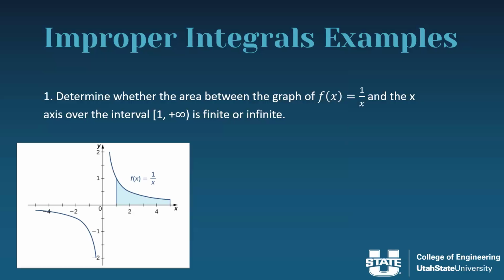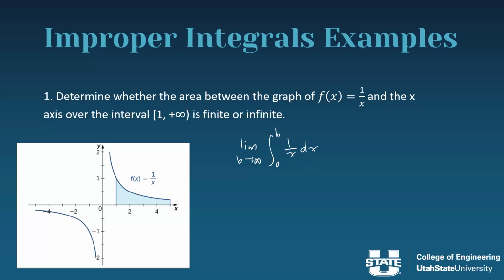So essentially, what we do is say the limit as b approaches infinity of the integral from 0 to b of 1 over x dx, right? And then you find that limit.